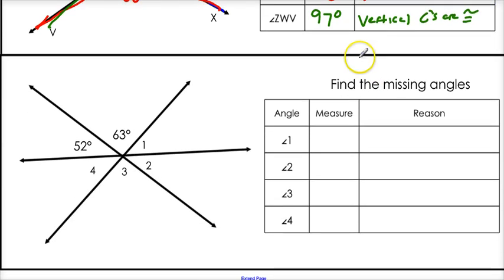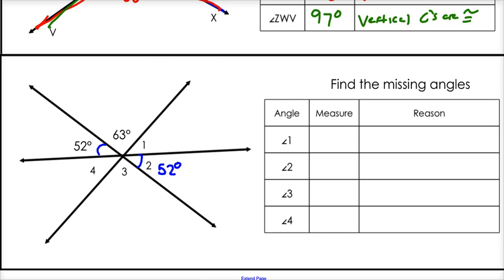All right, this is the big challenge right here. All right, we got to find all of these missing angles. All right, and how are we going to do that? Well, let's start with the easy ones. If you look here, we know that these two angles right here are vertical angles. They're right across from each other. So we know 2 is 52 degrees.